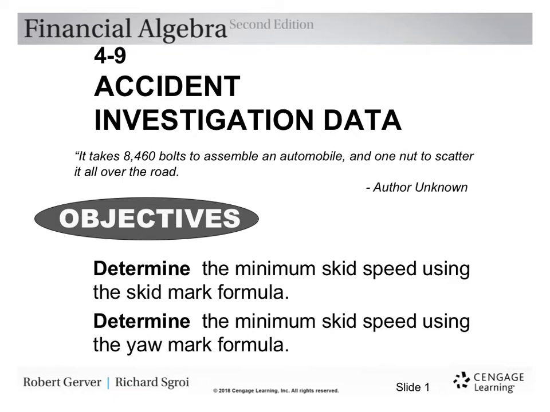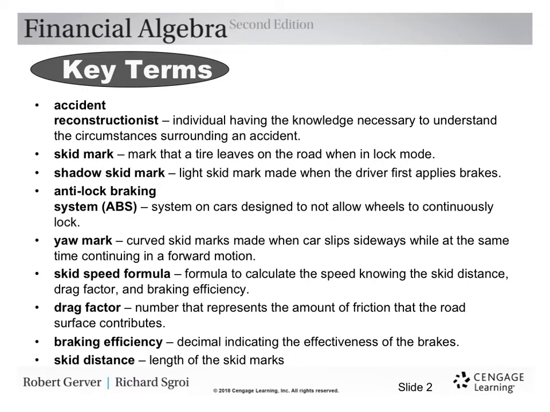The objectives of this lesson are to determine the minimum skid speed using the skid mark formula, and to determine the minimum skid speed using the yaw mark formula. Here are some key terms that we need to understand the meaning of.